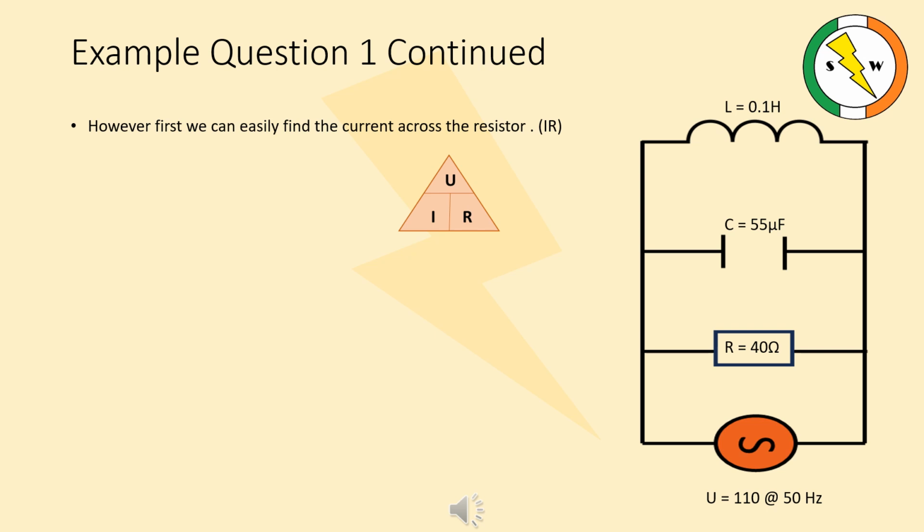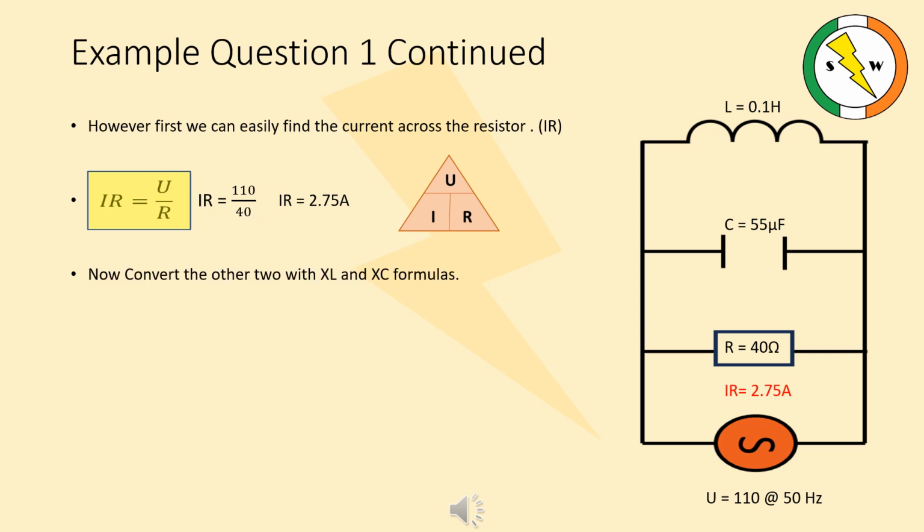However, first we can easily find the current across the resistor, IR, as that is in ohms. Just use Ohm's law and put in the numbers. IR equals U over R. IR equals 110 over 40. IR equals 2.75 amps.